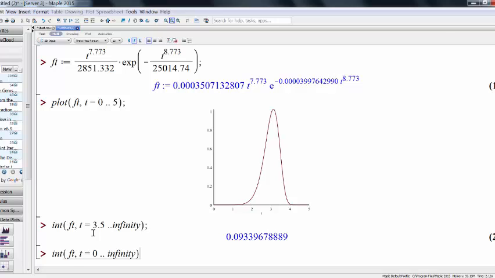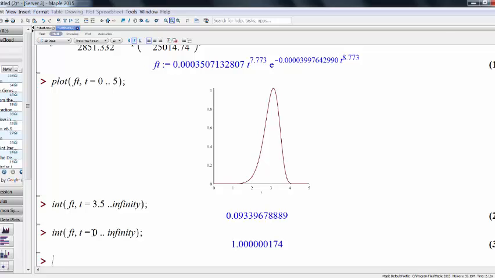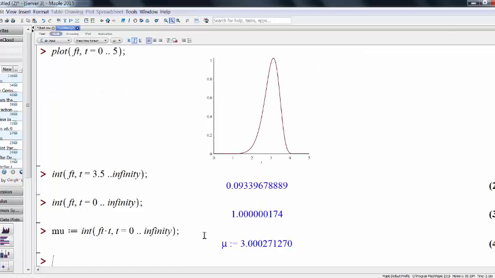I mean, this guy is supposed to be a legal density function. It better integrate to 1, pretty close. And now I want to find the mean. I'll just call it mu. That's the integral of f of t times t over the support. And this is how we find the mean. So our mean is about 3, and that's what we said. It looks like it's centered, like the balancing point is somewhere very close to 3, and there's the value.